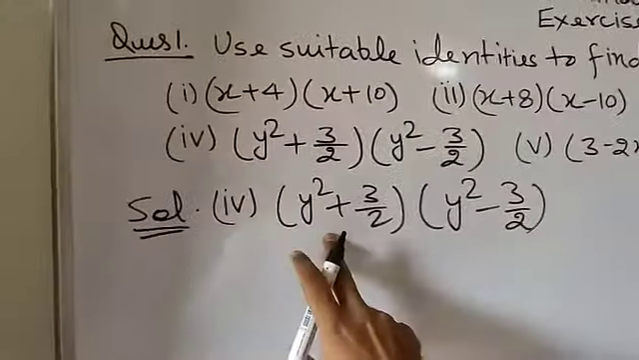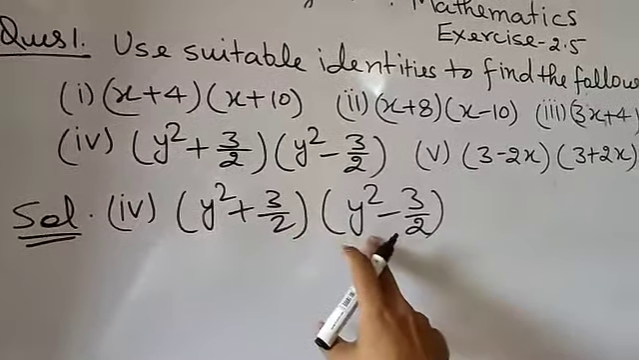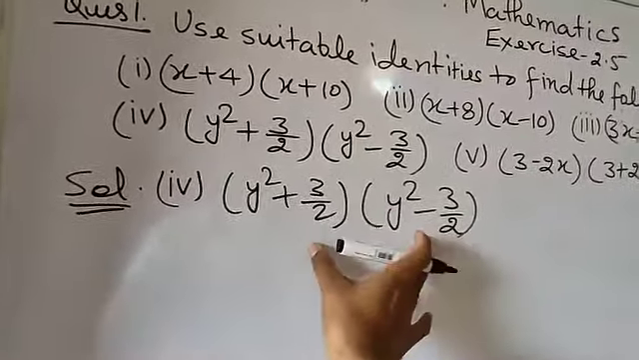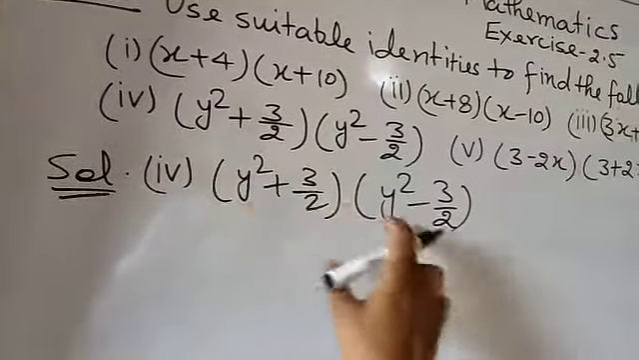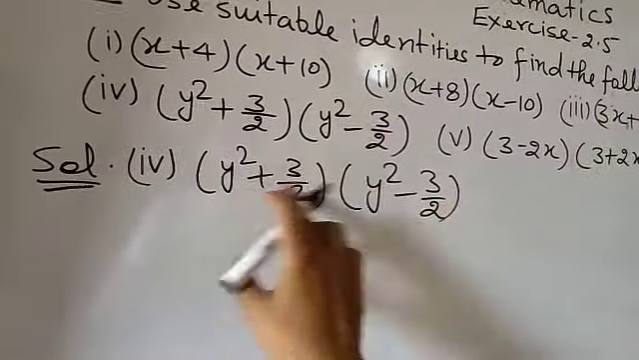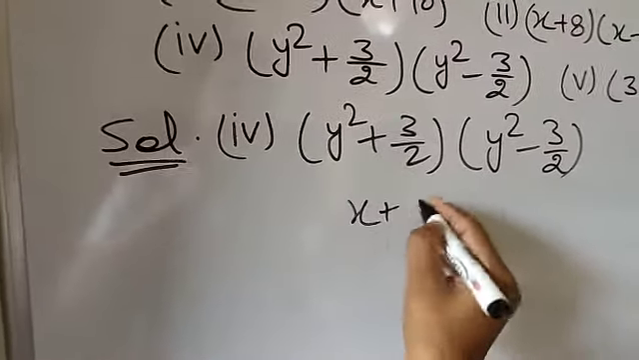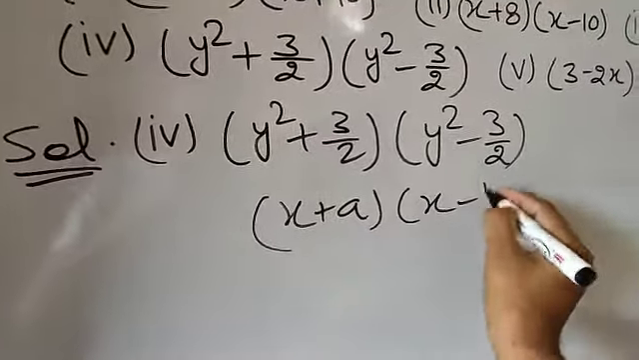Now here I have written the fourth part of the question, that is y square plus 3 by 2 into y square minus 3 by 2. So students, here you are going to get in both brackets the values are the same, y square and 3 by 2, only the sign is going to be different. So which identity will be used? The identity x plus a into x minus b.